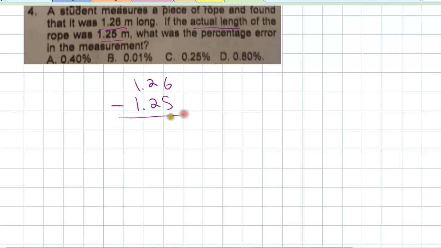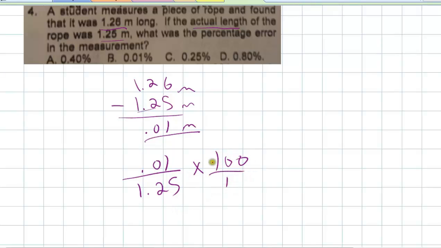So you're going to subtract to figure out just how off the student was, and you're going to find that the student was 0.01 off of the measurement. 0.01 meters, I guess. So what we're going to do then is say how much is this of the real thing. So we're going to say 0.01 over 1.25. Once you have this, you would end up with a certain number, and that would give you what fraction of it the student measured wrong. But what you really want to do is multiply that by 100, so that can give you a percentage.